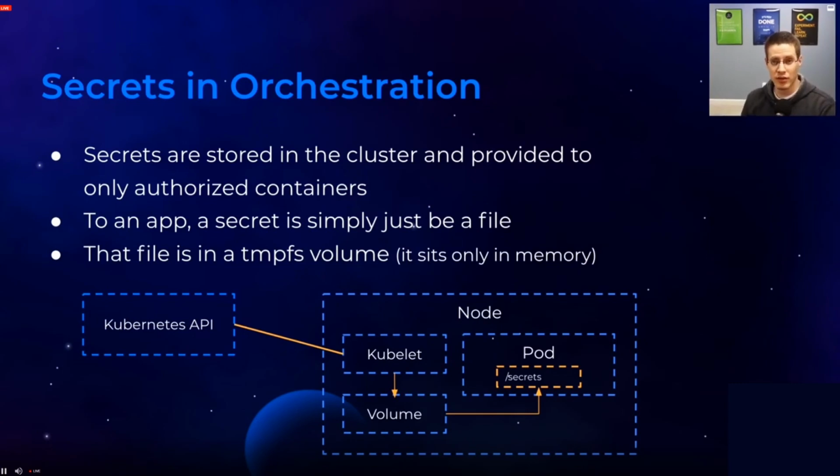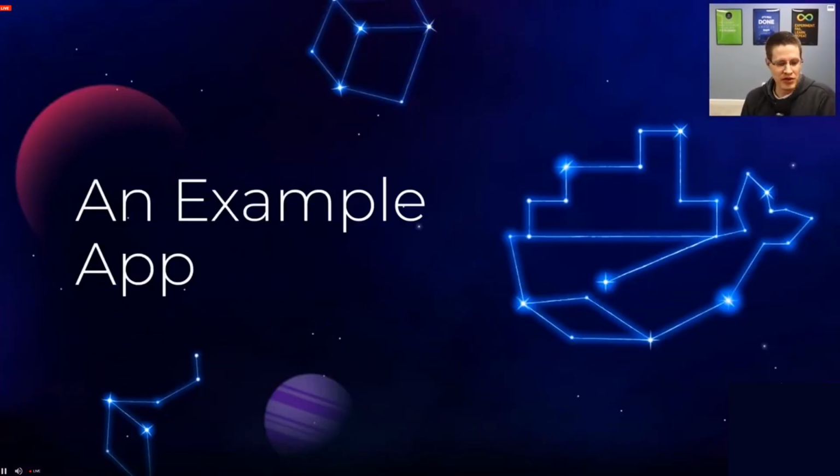And then they're provided only to the authorized container. To an app, it's simply just a file that somehow magically appeared. And in pretty much every orchestration framework, that file will be in a tmpfs volume, which means it sits only in memory and it will never actually touch the file system. So let's look at an example app.